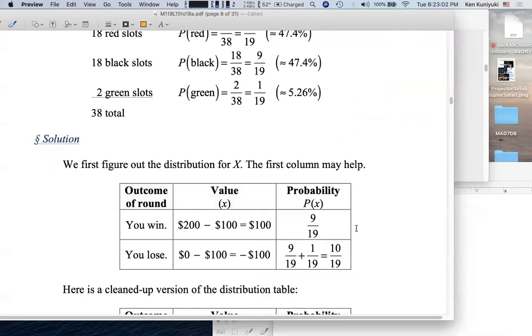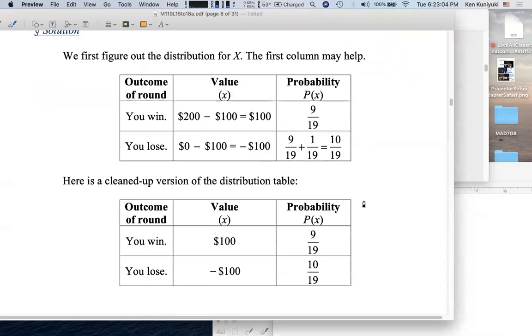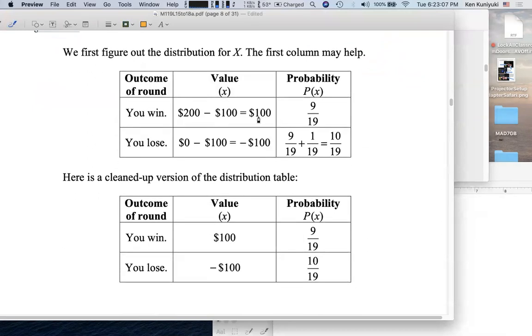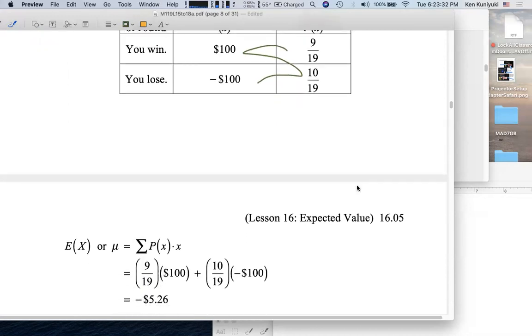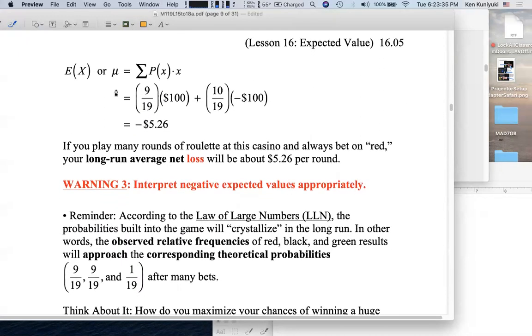So here is the full table in its full glory. If you win, a net gain of $100 with probability 9/19. If you lose, your net gain is negative $100. That is, you have a net loss of $100 with probability 10/19. Here's the table cleaned up. To find the expected value of X, it's the zigzag. It's this times this plus this times this. So E of X, or mu, is 9/19 times $100 plus 10/19 times negative $100.